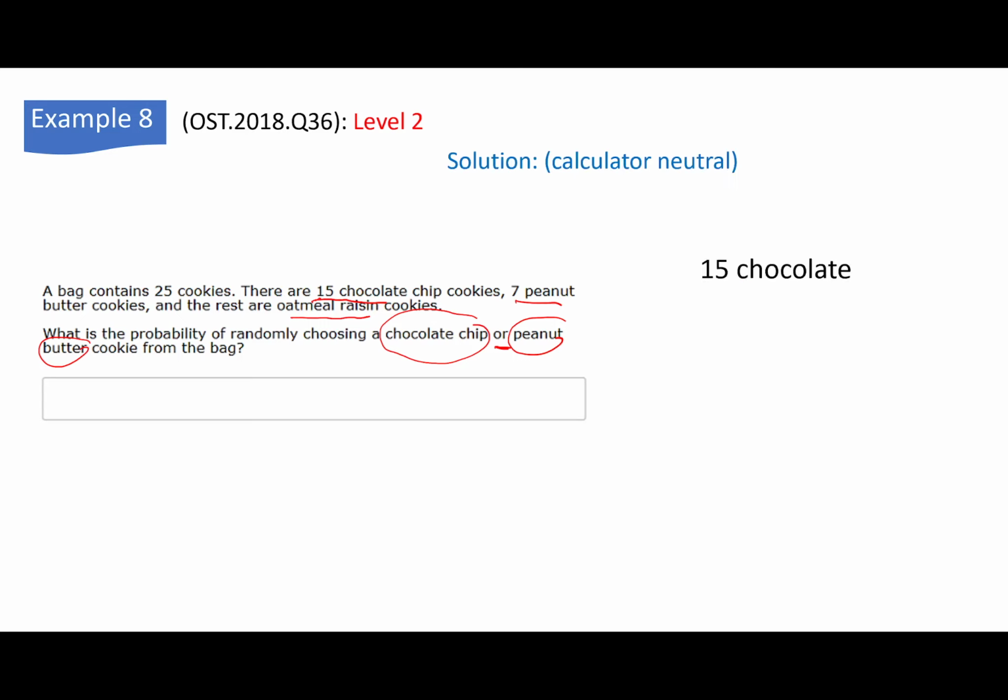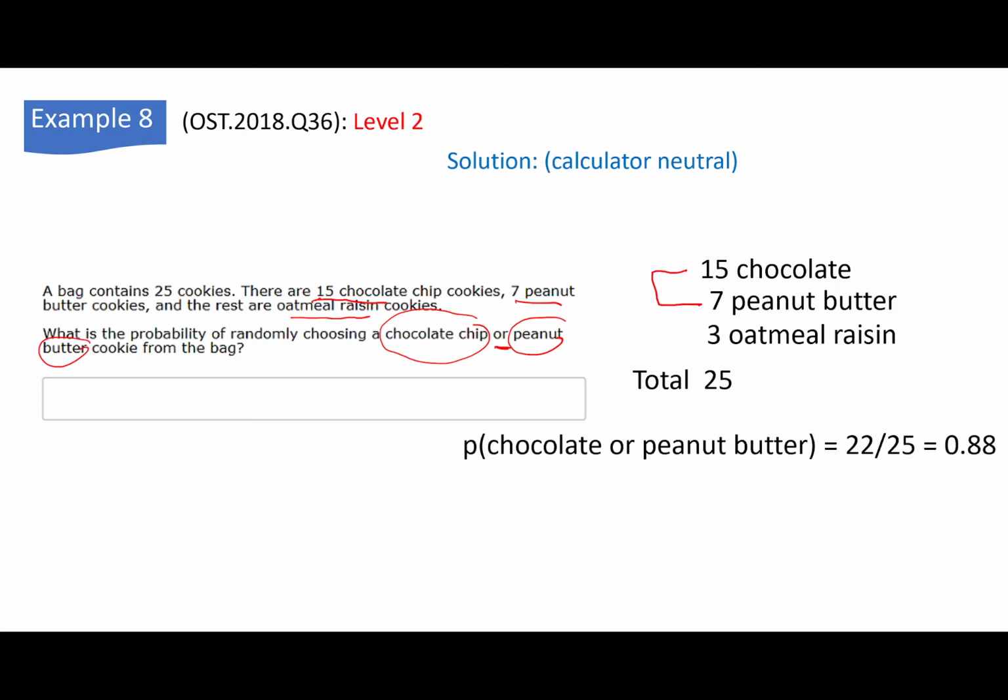So now let's put this together here. We have 15 chocolate, we have 7 peanut butter, and we have 3 oatmeal. The question is chocolate or peanut butter? Chocolate or peanut butter, that's 22 out of 25. 22 divided by 25, 0.88. If you want chocolate, it is 15 over 25. To have peanut butter is 7 out of 25. And since these two are mutually exclusive, then you just add these two numbers. Okay?